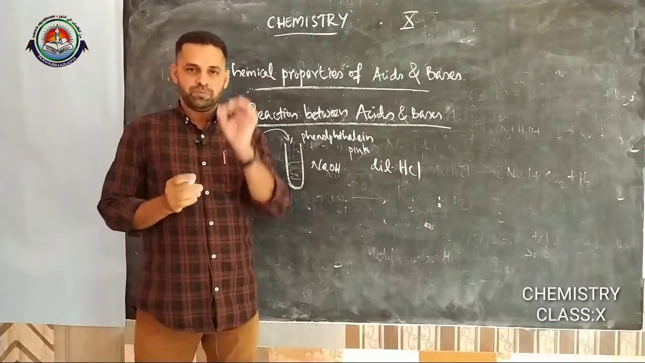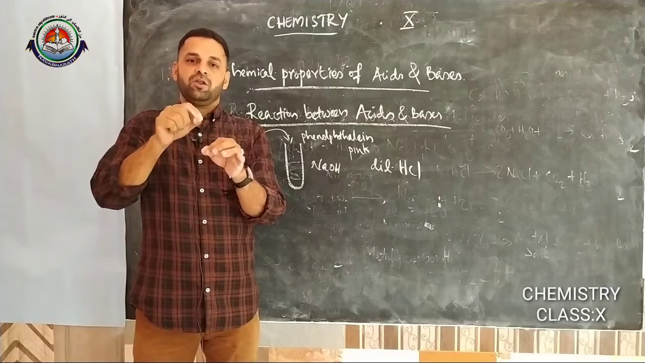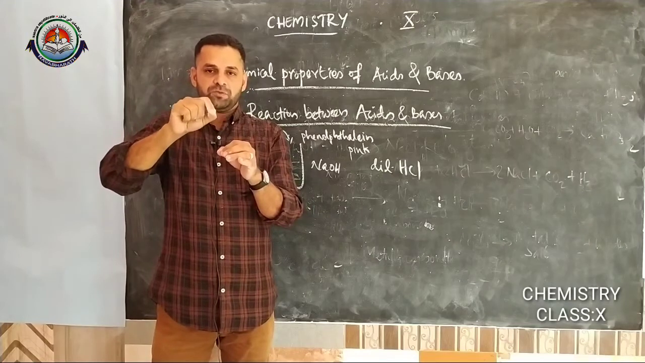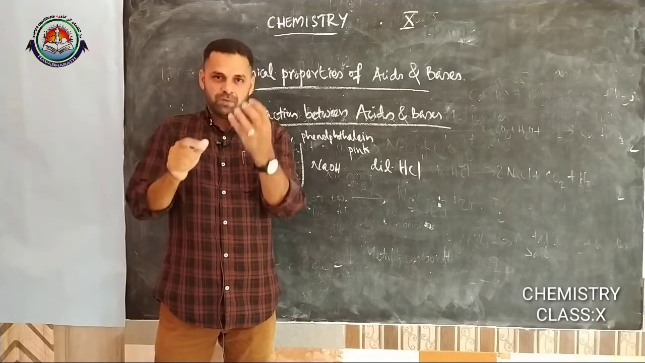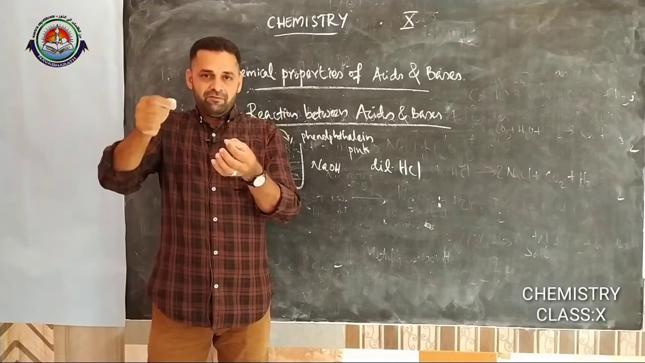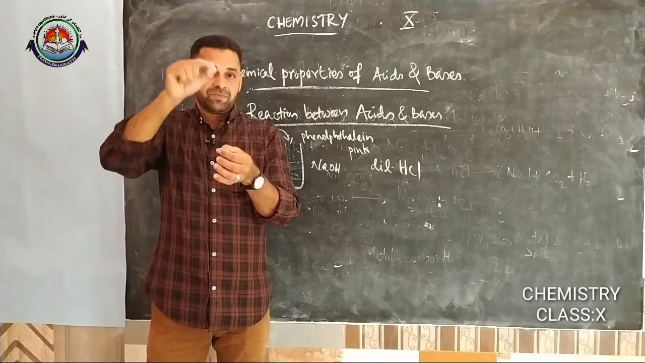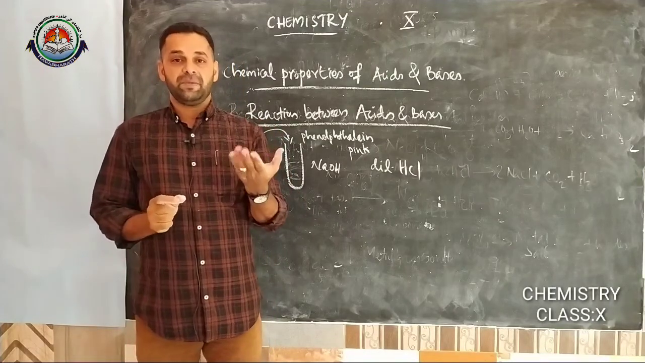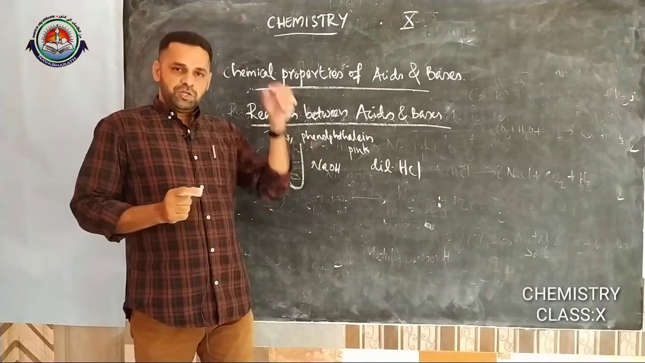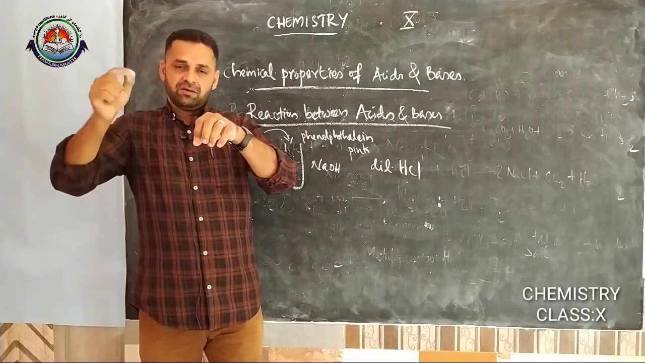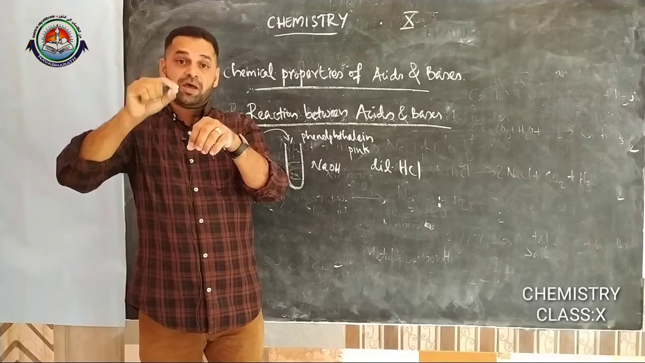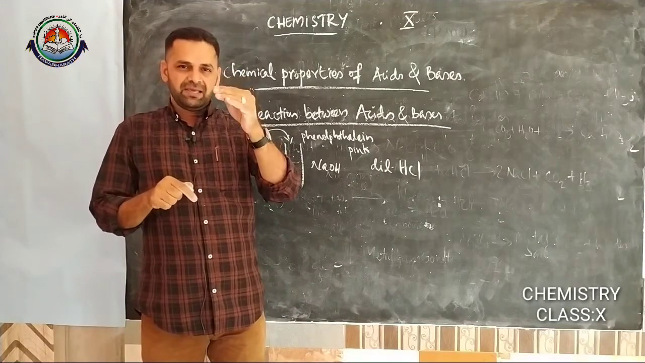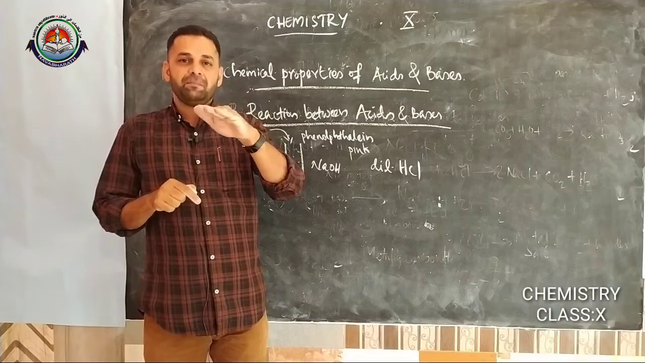Firstly, we are taking a test tube. Into that test tube, we have taken 2 or 3 mL of sodium hydroxide solution, and then you add 1 or 2 drops of phenolphthalein. Sodium hydroxide solution is a colorless solution. Then, when we add phenolphthalein, that solution becomes pink in color. Then, into that reaction mixture, we are adding dilute hydrochloric acid drop by drop. At that time, you can see that the pink color is fading, and finally it becomes colorless.